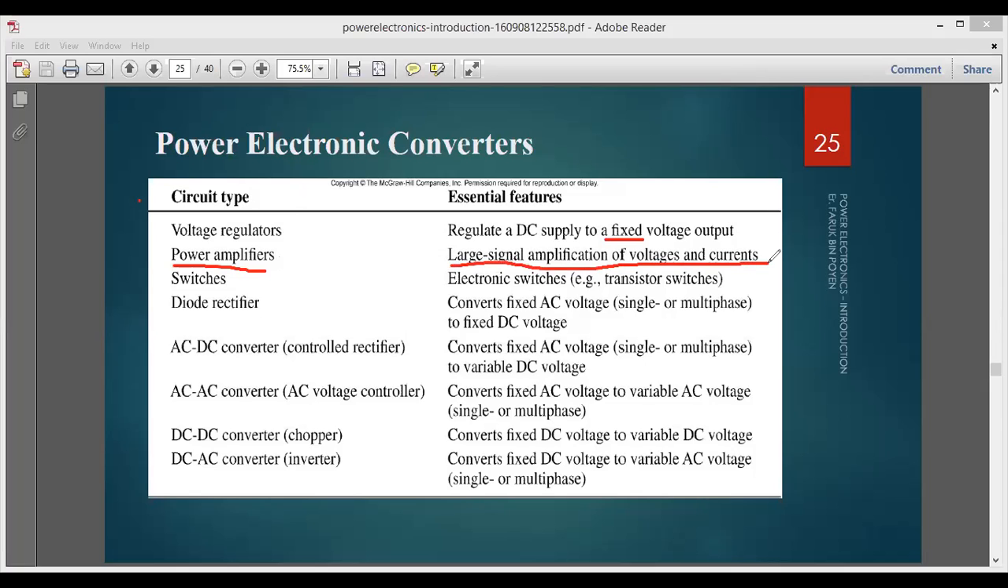Lots of amplifiers are available in the market: low frequency amplifiers, high frequency amplifiers, and power amplifiers. What is the use of a power amplifier? It will amplify, boost, and increase your signals in terms of voltage and current.